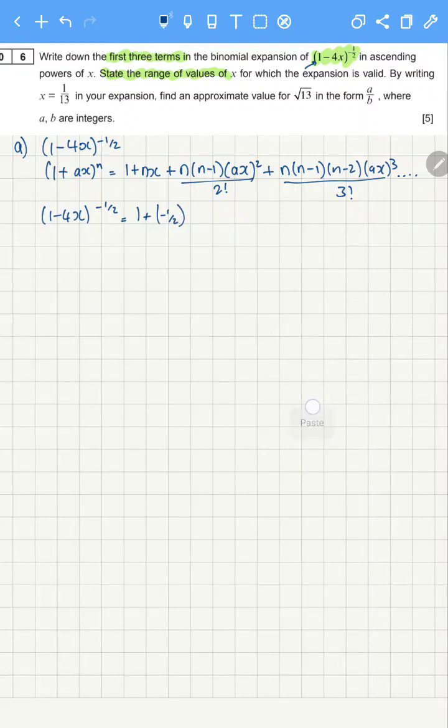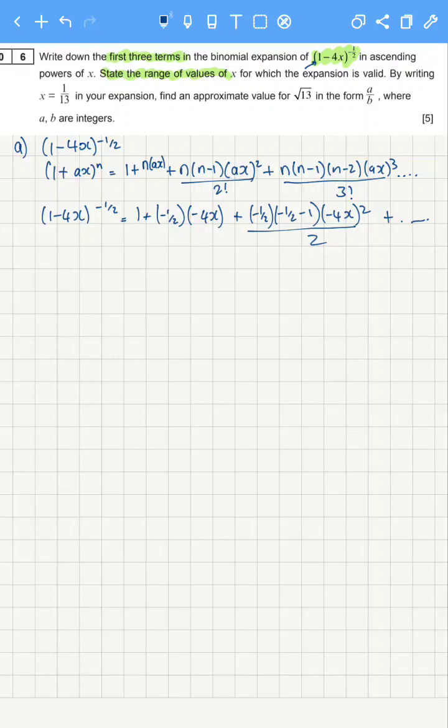Ooh, see there, I made a mistake. It's n times ax. So you've got to be careful. So that's a minus half times minus 4, and the x goes there as well, plus minus a half times minus 1 times minus 4x squared over 2, and that's done. Because we don't need any more. There's no need for any other things. People think the third term includes the third x, like the x cubed, but it doesn't. So just stop at the squared value.